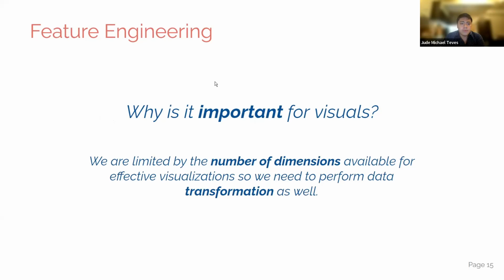Why is it also important for visuals? We're limited in the number of dimensions that we could show to the users, to the people, because we can't comprehend lots of dimensions. So we have to determine first what we want to show and then do feature engineering to show what we want.